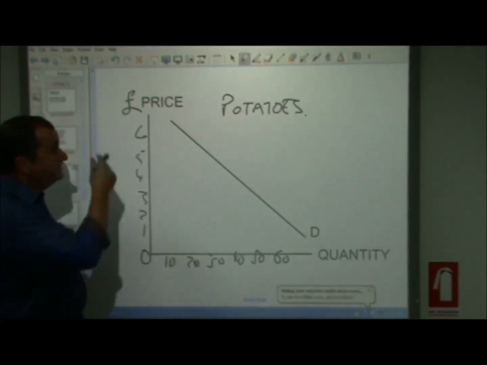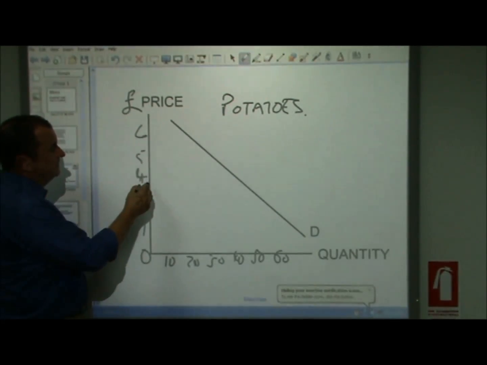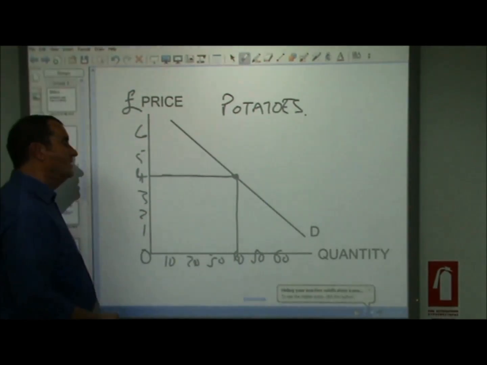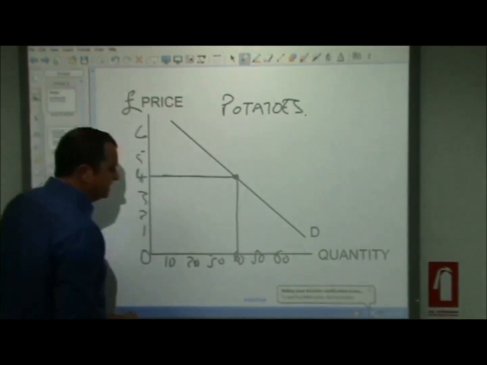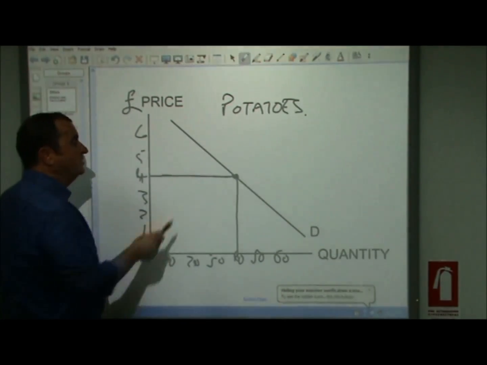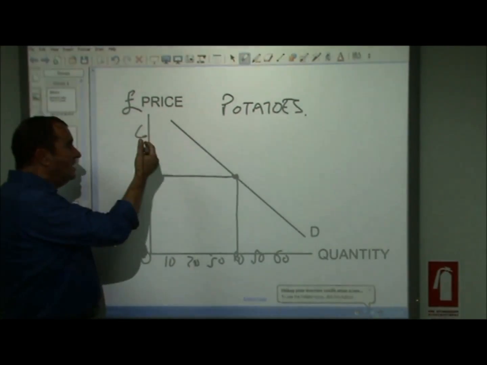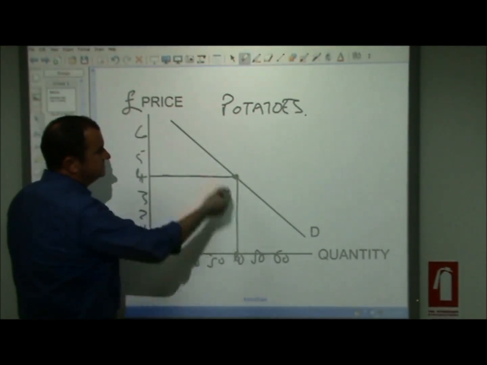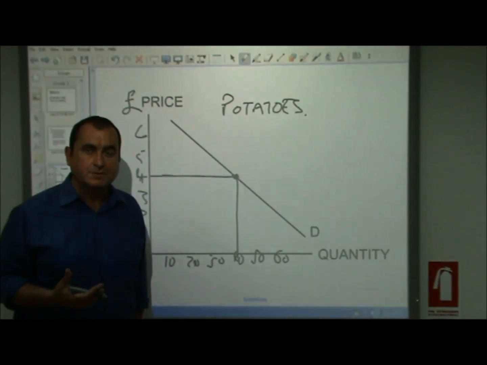Now, this data on this demand curve tells me, for example, that if the price were to be £4, then this point on the demand curve is telling me that the demand quantity will be 40. Let's say this is bags of potatoes. 40 bags of potatoes will be bought when the price is 4. I know this from this point on the demand curve. And I can also see that if the price was higher, less would be bought. The negative gradient of this demand curve is telling me there is an inverse relationship between price and quantity.